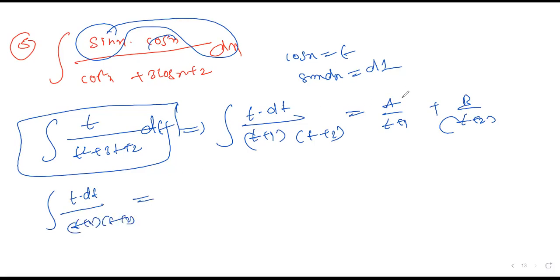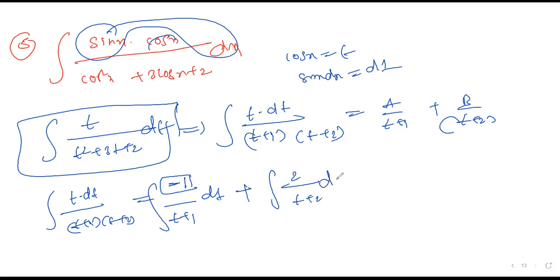So if you do A by t plus 1 plus B by t plus 2, you get the answers on your own. I don't want to do it here. A, I got minus 1, so minus 1 by t plus 1 integration dt, plus B, I got 2, so 2 by t plus 2 into dt. Clear? Right, now it's very simple.